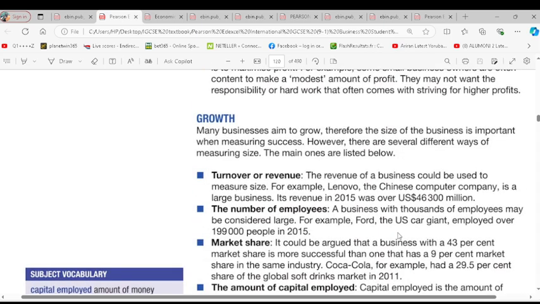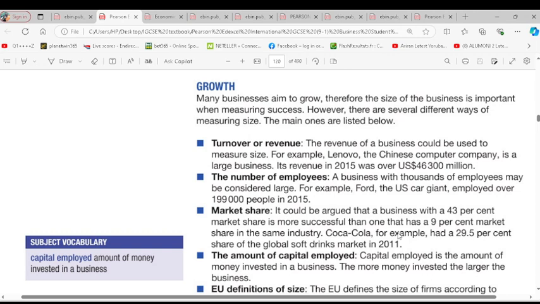No. So another measure of success is growth. Many businesses aim to grow. Therefore, are you with me, please? Yes. So another measure of success is growth. So for growth, many businesses aim to grow. Therefore, the size of business is important when measuring success. So here, another way to measure the success of a business is the growth of the business. So businesses, their aim and objective is to expand. So if that is your aim, then you shouldn't be thinking about profit. You should think further ahead of profit. So how do you grow as a business?